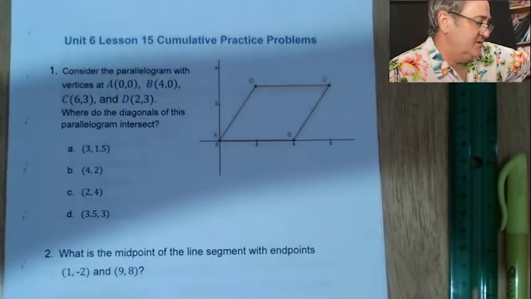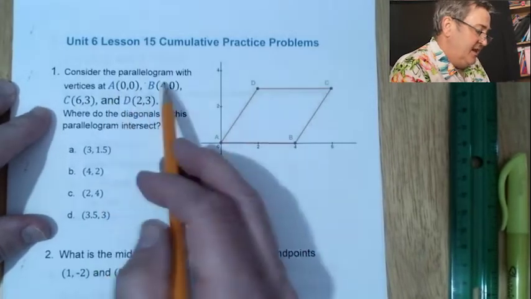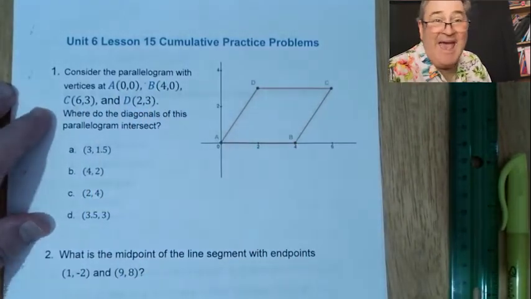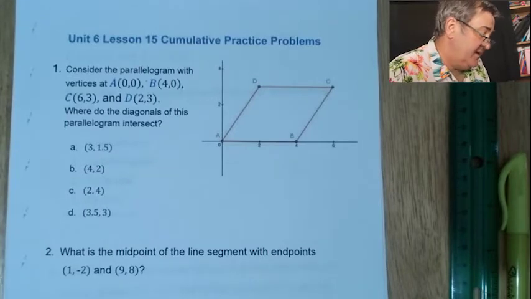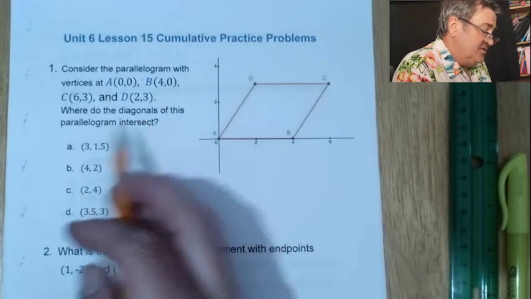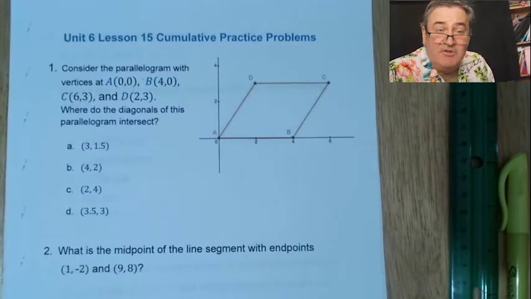The first one is going to say, consider this parallelogram. And it gives you A, B, C, and D. I've even added a graph. The book didn't have a graph. I added a graph of it just to show you that. Where do the diagonals of this parallelogram intersect?